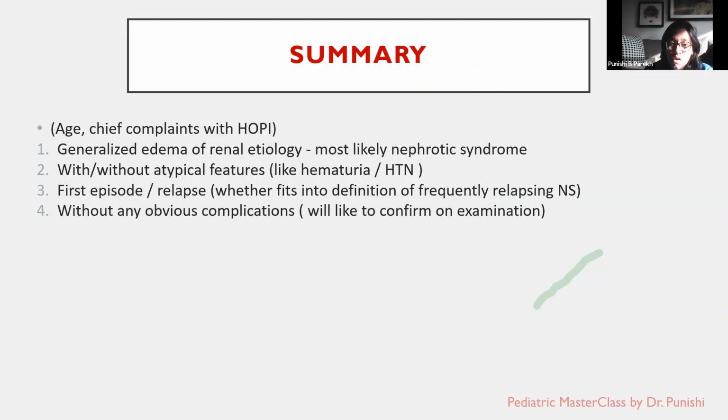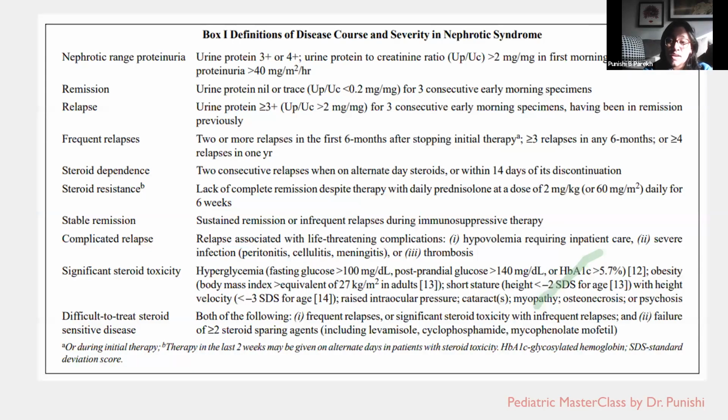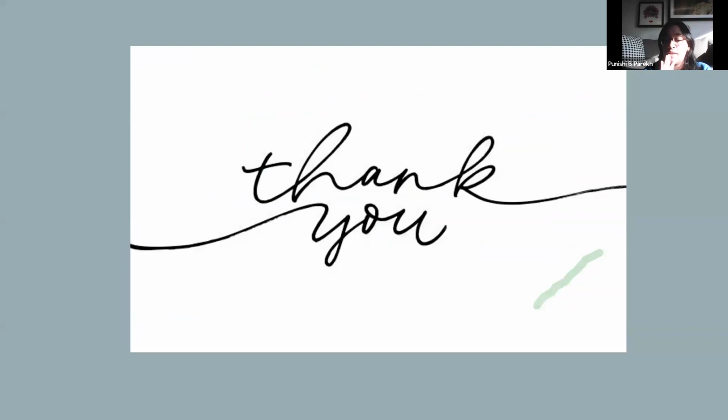Okay. So whether this is the first episode or whether this is a relapse and what definition it fits into, and whether or not you feel that the child has any obvious complications on history taking, but obviously you would like to confirm it on your examination. So at the end, when you're asked to summarize your case, you will say that this is edema, renal origin, nephrotic, atypical features plus minus first episode or relapse, and other associated complications. So that is how you summarize, and that is how your history taking in nephrotic is over.